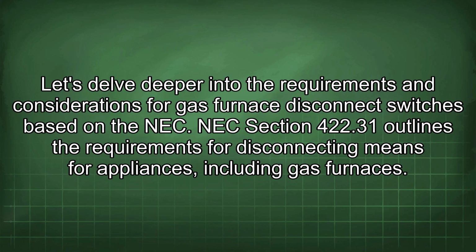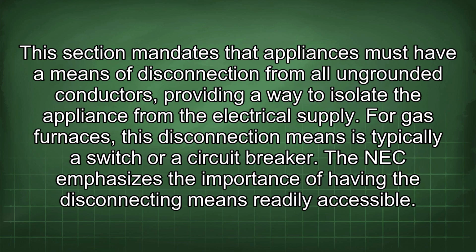NEC Section 422.31 outlines the requirements for disconnecting means for appliances, including gas furnaces. This section mandates that appliances must have a means of disconnection from all ungrounded conductors, providing a way to isolate the appliance from the electrical supply. For gas furnaces, this disconnection means is typically a switch or a circuit breaker.